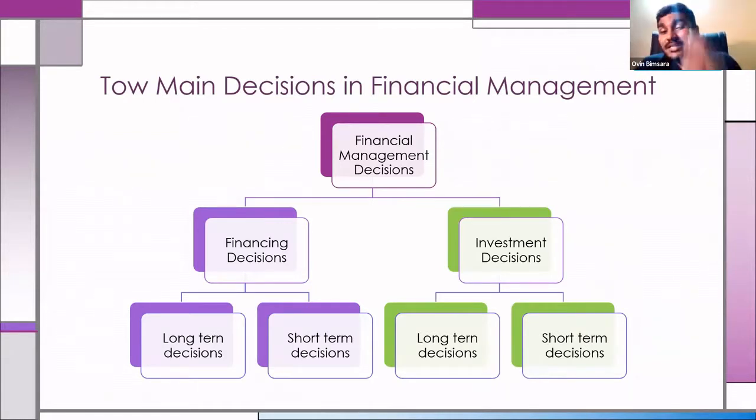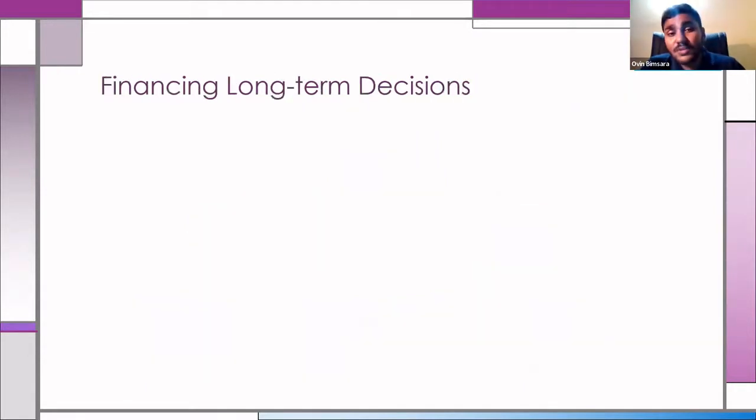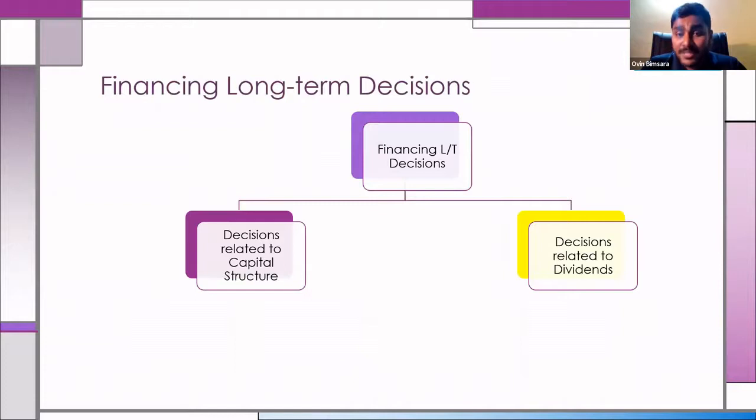And the other main decision is the investment decision. Once you obtain money, how you are going to put it into different opportunities, how you are going to allocate it into different opportunities so that you can gain benefits out of it. When you are investing, again, you can divide it into two: long-term investing decisions and short-term investing decisions. So first, we'll look into the financing long-term decisions.